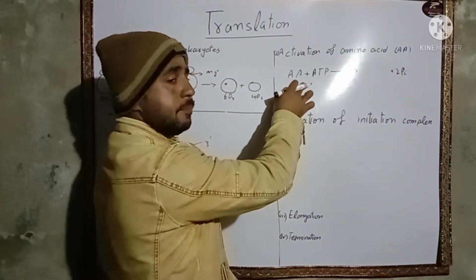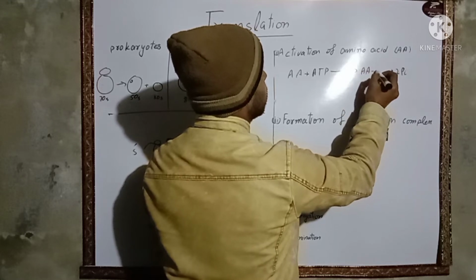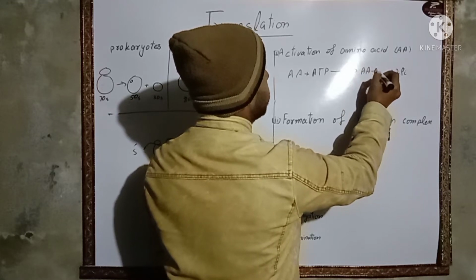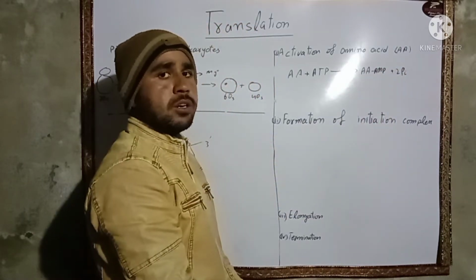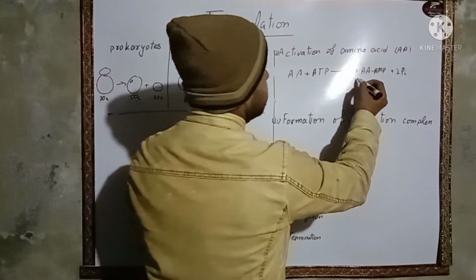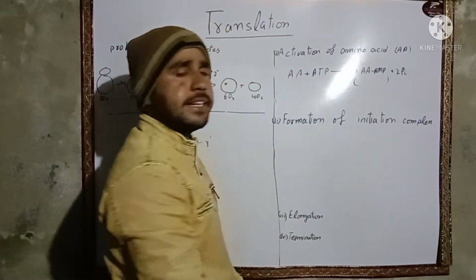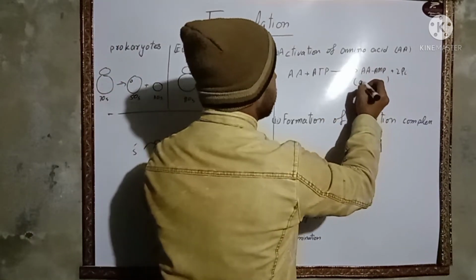What will remain behind? It will be the amino acid and AMP. AMP means adenosine monophosphate. So this is the active amino acid. Now this amino acid is active.